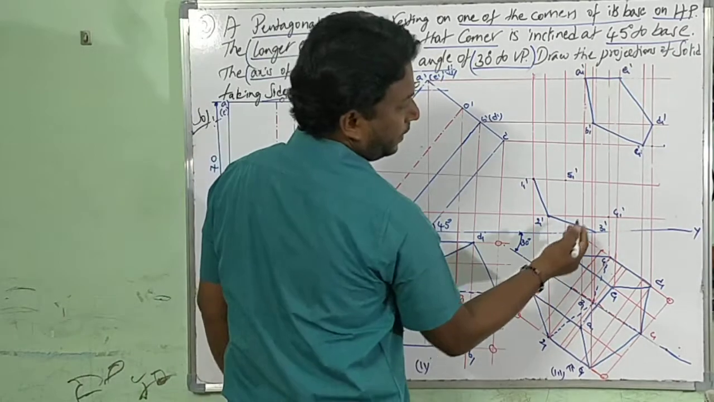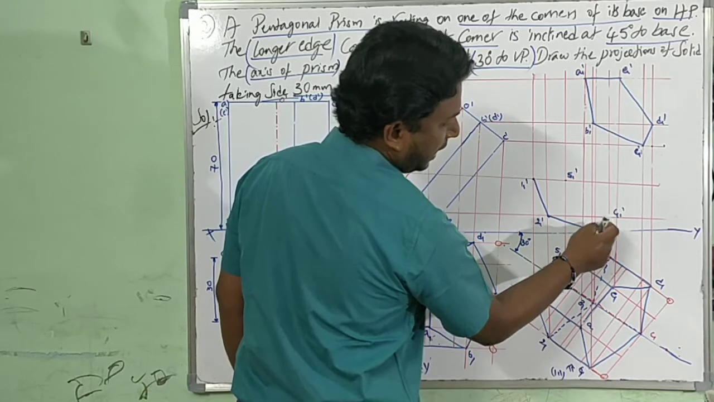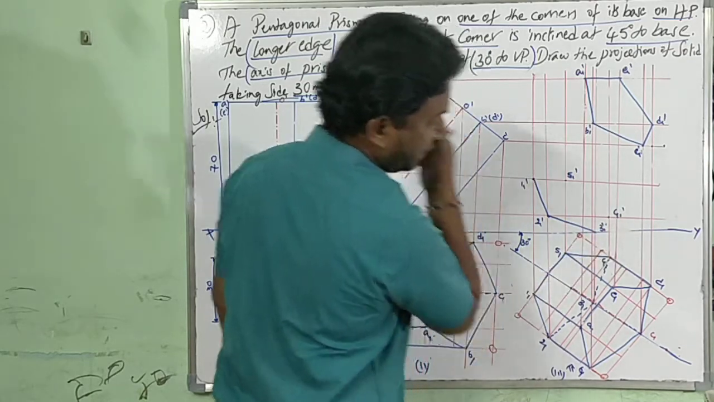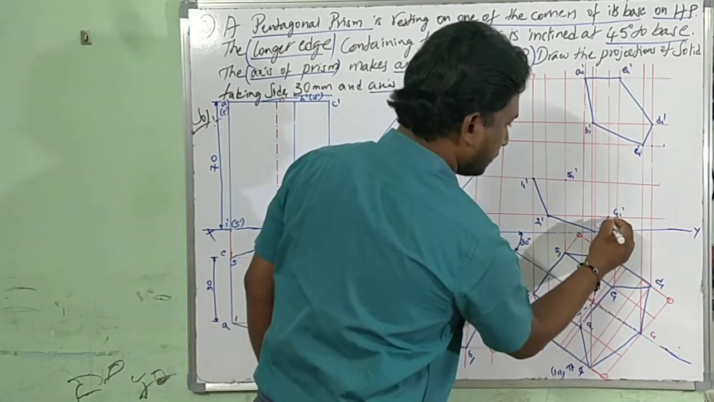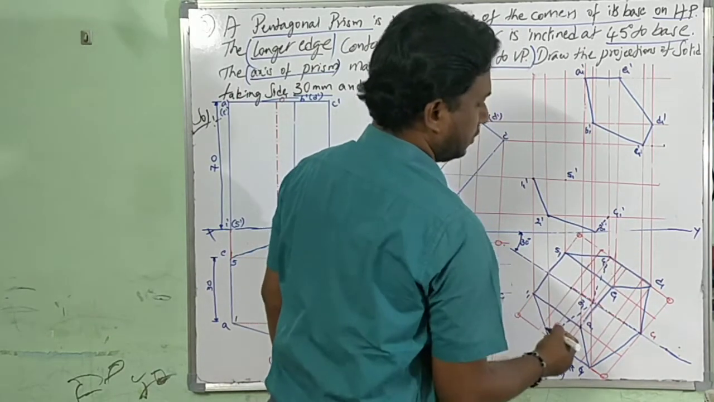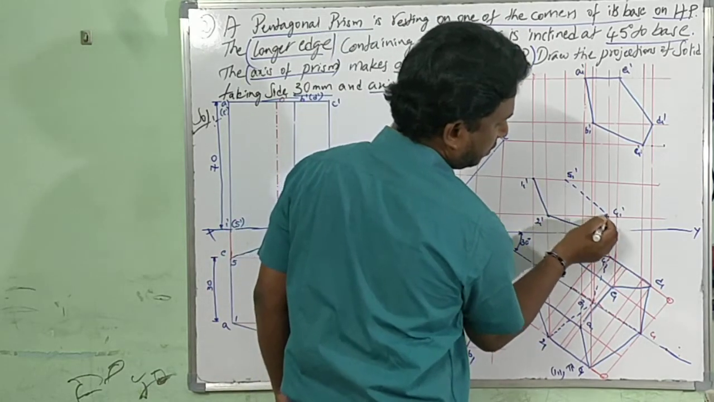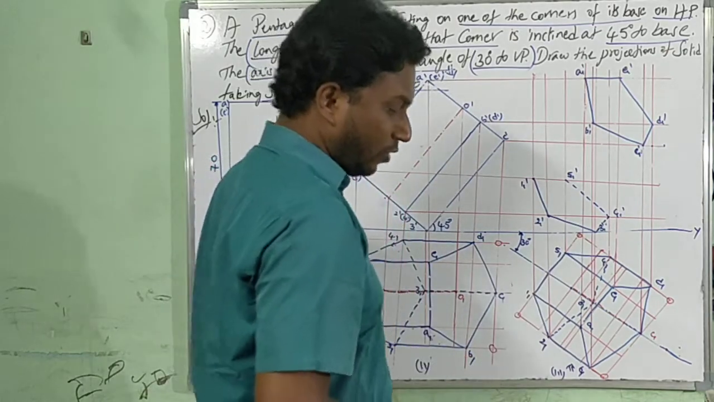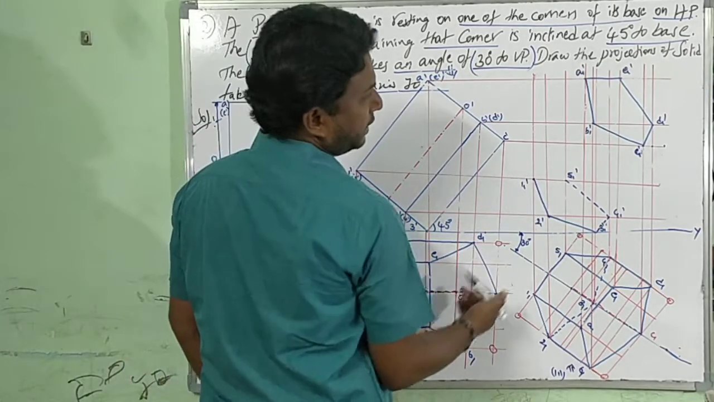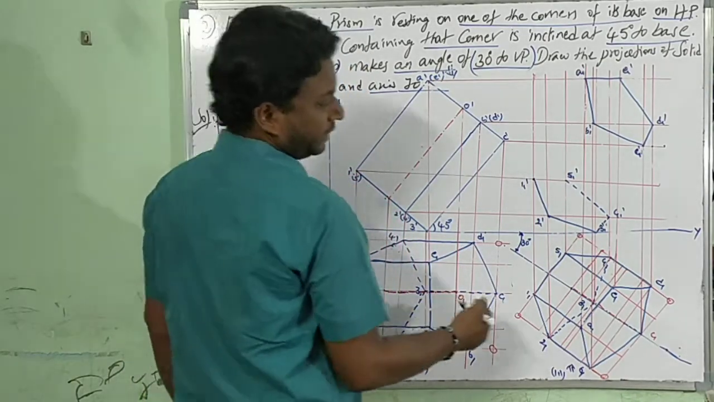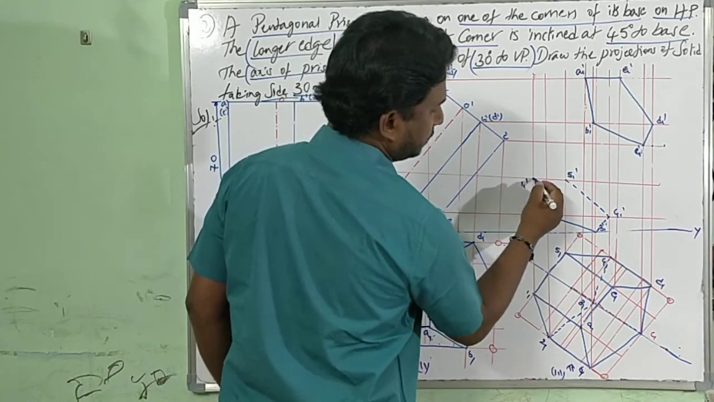Now, remaining lines: 3, 1 dash, 4, 1 dash, which is very small. Now, with respect to this, they are on the backside. So this becomes hidden, a small hidden line. 4, 1, 5, 1, this is also hidden. Now one more. What is one more? 1, 1 dash, 5, 1 dash. Right? With respect to this, it will also be a hidden part.